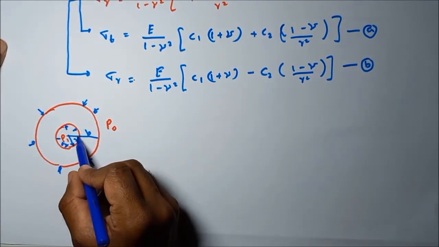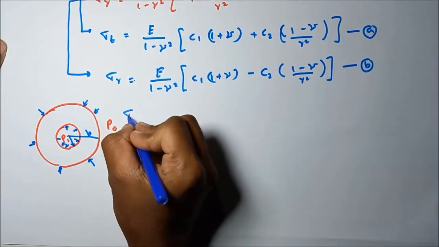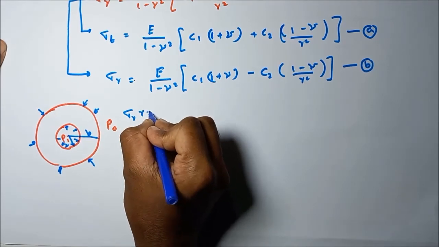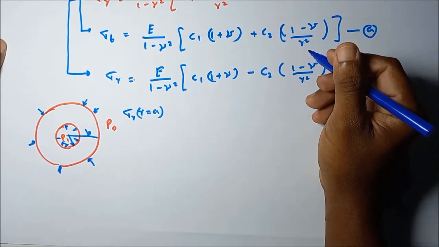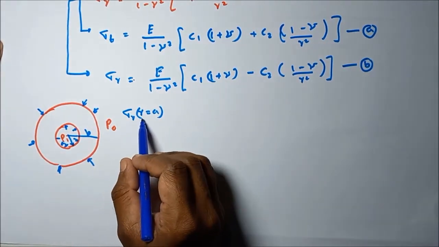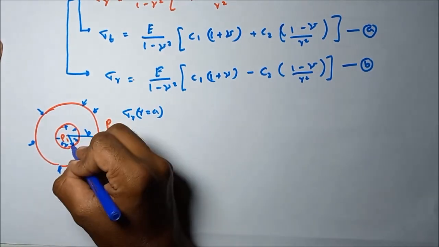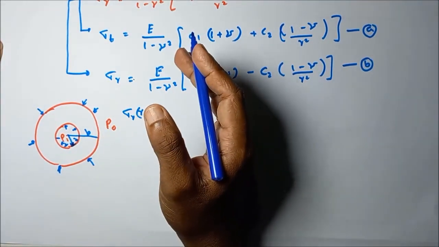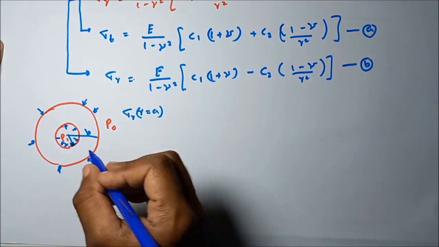So then what is the radial stress, sigma R, at R is equal to A? Okay, one boundary condition. That means the stress at R is equal to A. What does R is equal to A mean? Inner surface. Inner surface stress. What is the inner surface stress?